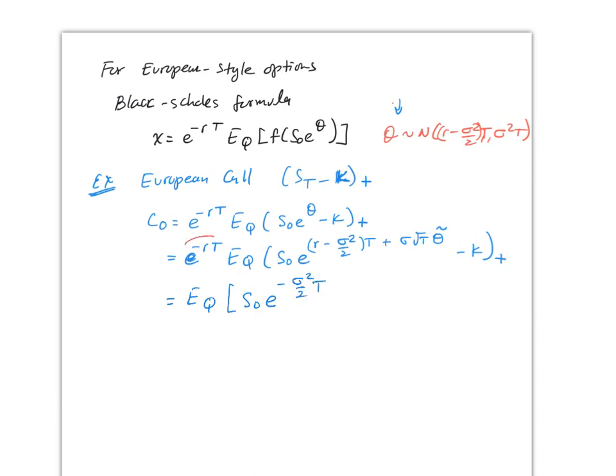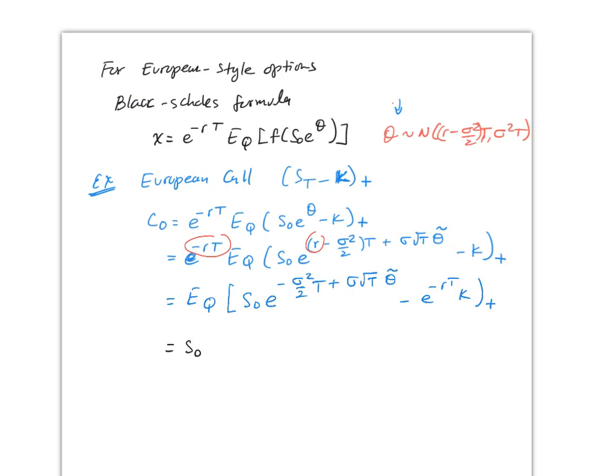Notice that this part is going to cancel with this part, so that's why that disappeared, plus sigma, the square root of t, theta tilde, minus e to the minus r t times the strike price, the whole thing plus. Now the computation to get this expected value is actually very messy. So for now, I'll just give you the answer.